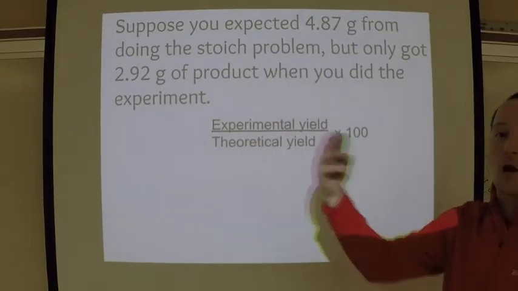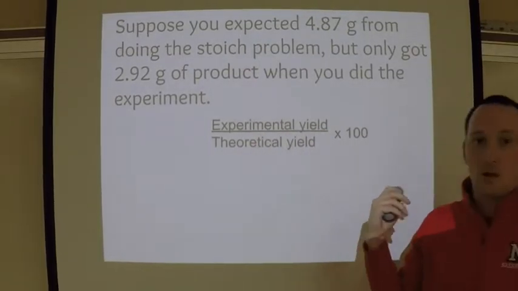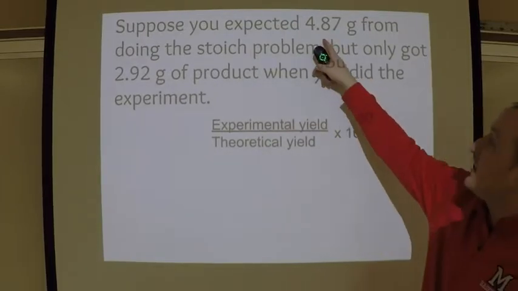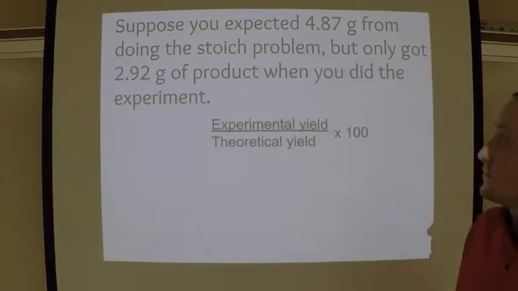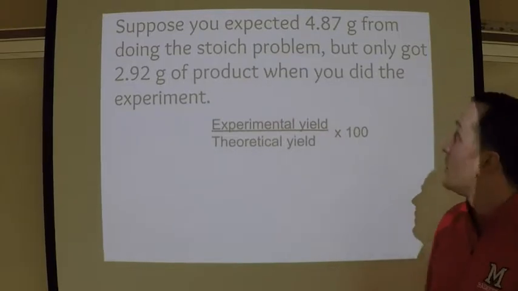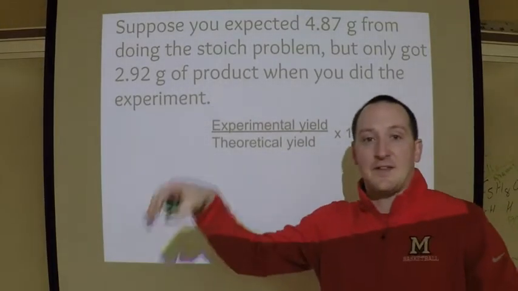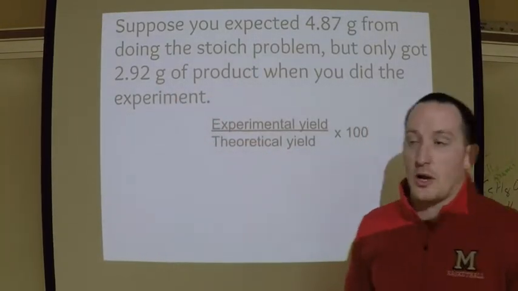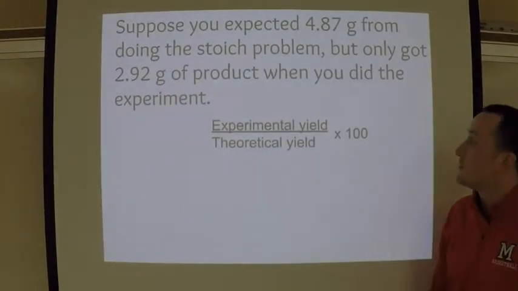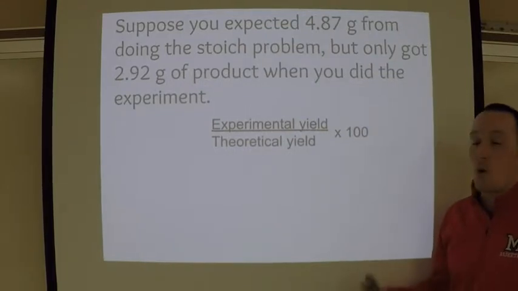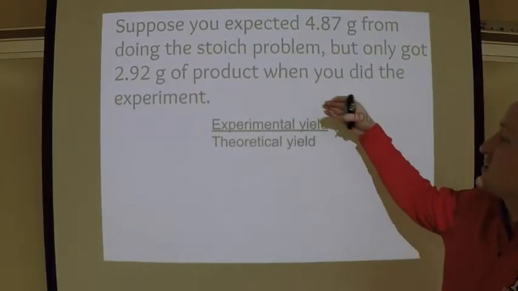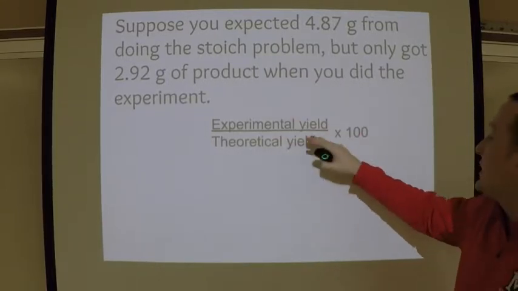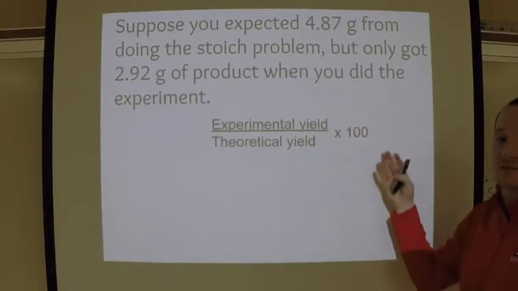We're gonna cut away from that problem we just did, and we're gonna look at another one. So let's say that you expected to get 4.87 grams from doing a stoichiometry problem. But when you actually did it in the lab, like you actually did it yourself, you only got 2.92 grams of that product. So what we're going to do is take our experimental yield divided by our theoretical yield times 100, and that's going to give us our percent yield.